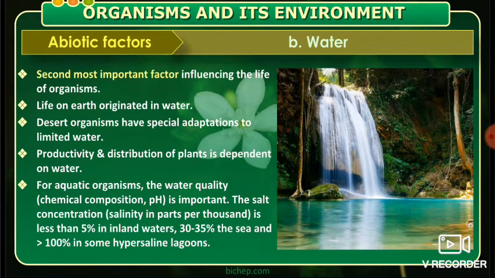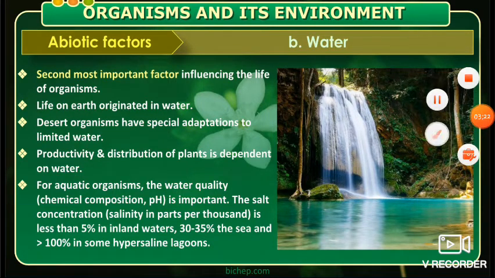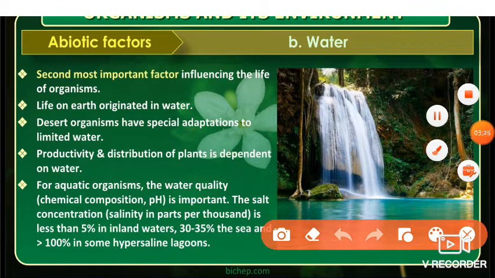Next, water. Water is also one of the important abiotic factors, and we already know this. It is a very important abiotic factor for living organisms. Life on earth, as we studied in Miller's experiment, first originated in water, as organic molecules. Life originated in the water first.